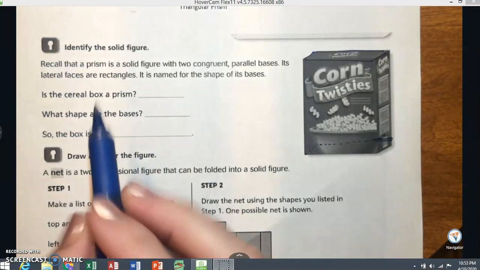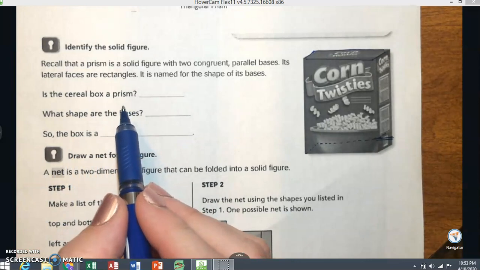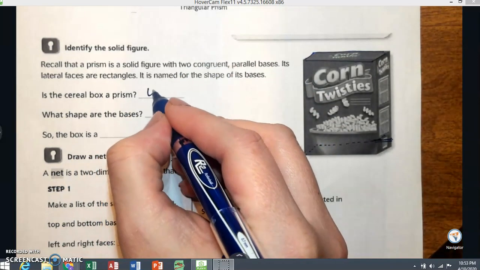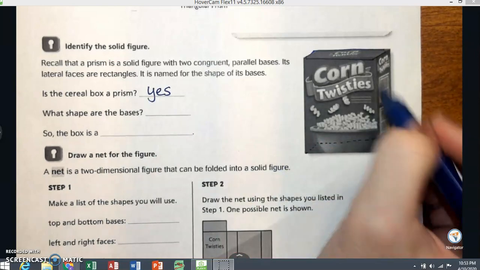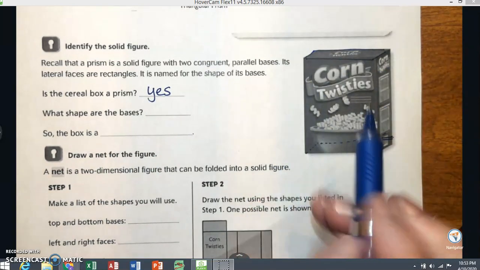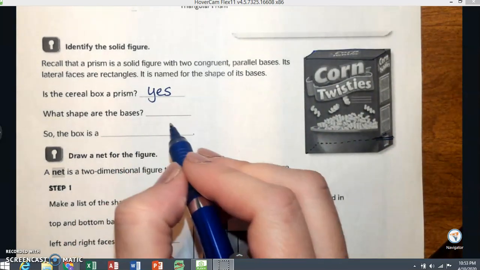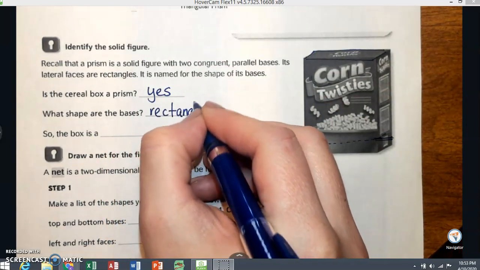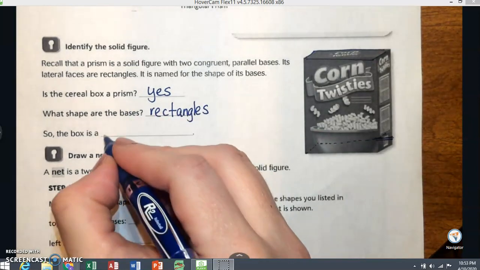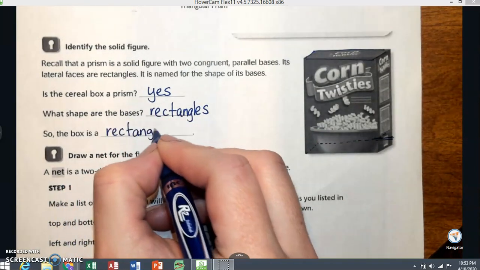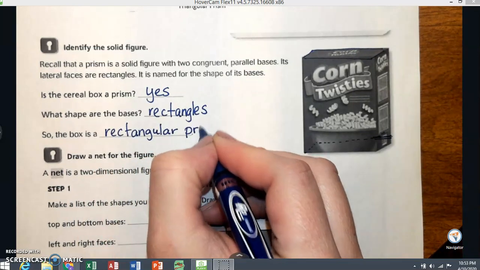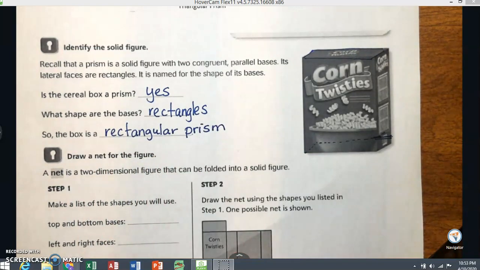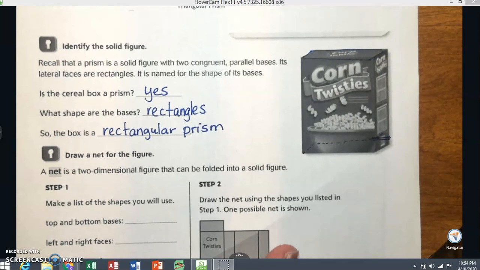The first question asks, is the cereal box a prism? And the answer would be, yes, it's a prism. We have the three dimensions, we have two bases, and we have our lateral faces. The next question says, what shape are the bases? If we look at the bases, those are rectangles. So that means that this would be a rectangular prism. So remember, prisms are going to have two bases that are the same, and they're going to have lateral faces, at least three lateral faces.